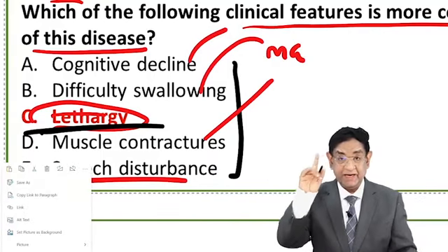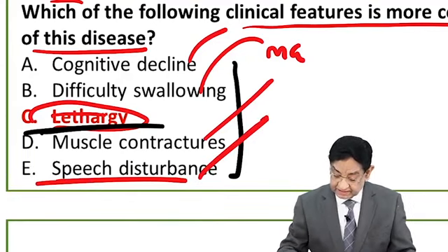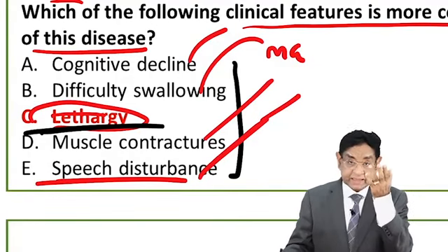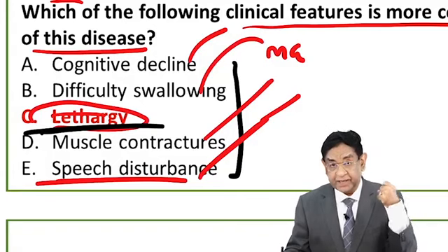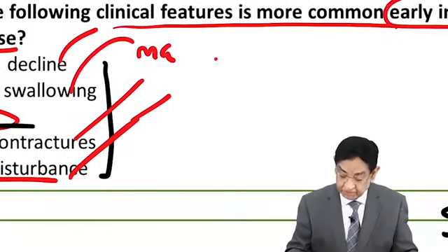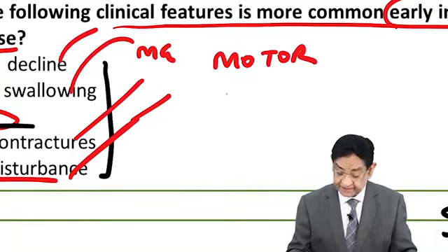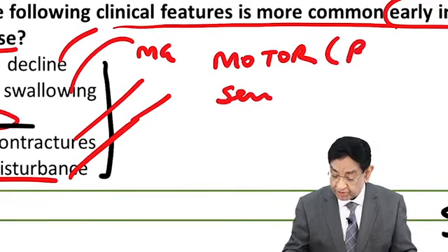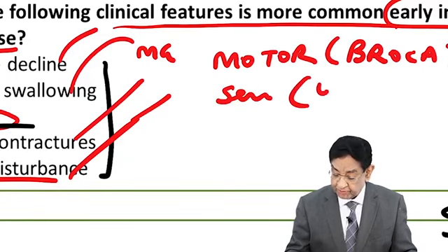Why? Again a $1 million question. Because speech disturbance, remember, dysarthria can occur. Dysarthria is a defect in the periphery where the sound is getting produced. But when we say speech disturbance, that means motor and sensory aphasia, that is involvement of Broca's area or involvement of Wernicke's area.